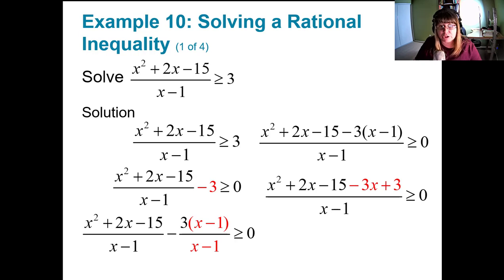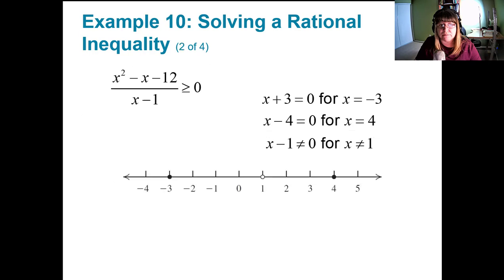Combining like terms in the numerator, I get x squared minus x minus 12 all over x minus 1 is greater than or equal to 0. I want to factor that numerator. The denominator is already factored, so I'm going to leave the denominator alone, but I want to factor the numerator.